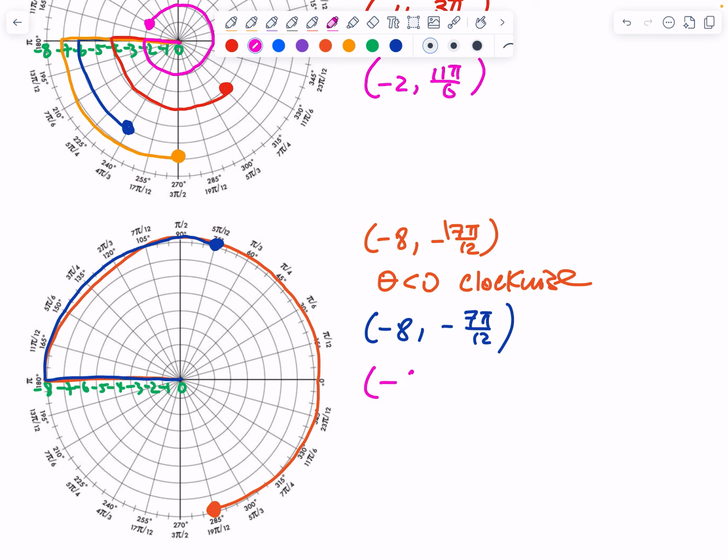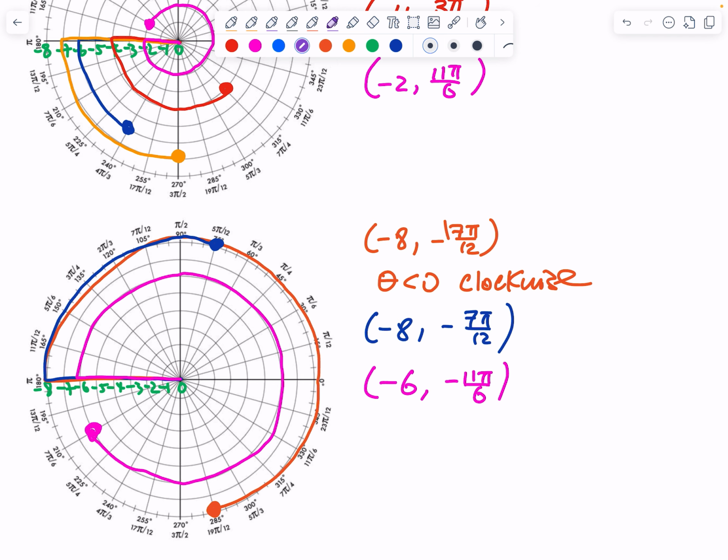And then the next one is negative 6, negative 11 pi over 6. 11 pi over 6 is right here, right? Almost 4 quadrants. So that is a negative 6. And then we go 1, 2, 3 quadrants. And then we stop right here. That is 11 pi over 6. There we go. And then let's do one more, just one more.